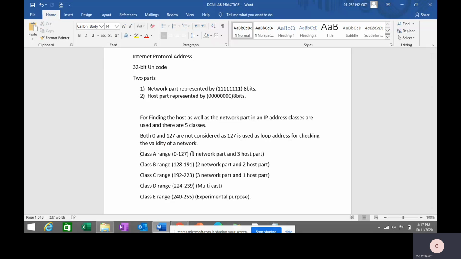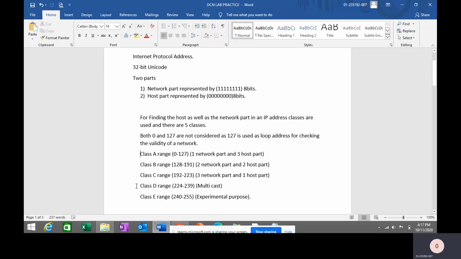After having the knowledge about classes, we also need to mention which are the network parts and which are the host parts in each class. In class A, we have one network part and 3 host parts. In class B, we have 2 network parts and 2 host parts. And in class C, we have 3 network parts and 1 host part.